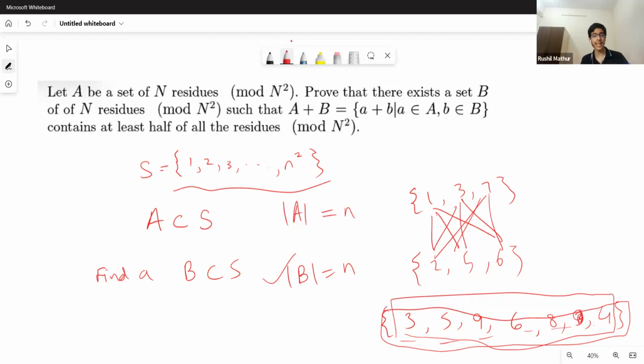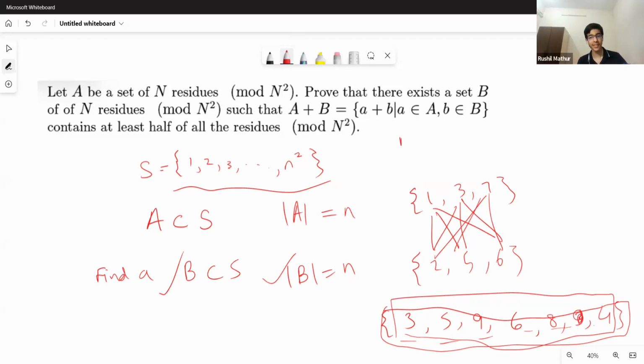Yes, that is what we are going to do. That's our entire life goal. Choose B randomly, hope that the thing is at least n square by 2. But the difficulty of the question is proving that it in fact is n square by 2.